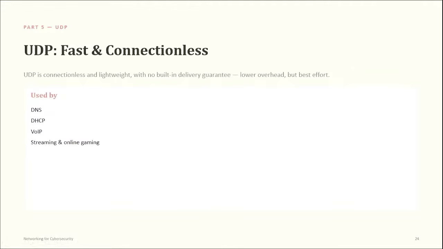All right. Then UDP. UDP is fast and connectionless. The reason it's fast is because it does not do error checking. It just gives you the information. Boom. Is it clear? It does not do error checking, and it's very fast. UDP is connectionless and lightweight with no built-in delivery guarantee, lower overhead, but best effort. Used by DNS, DHCP, voice over IP, streaming, and online gaming.